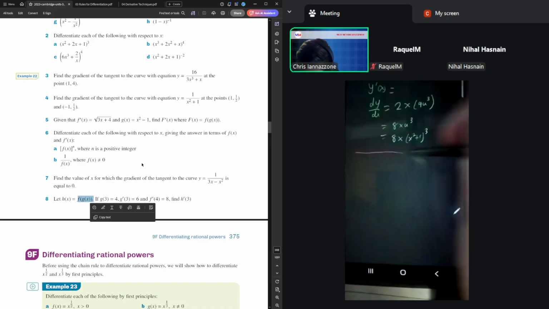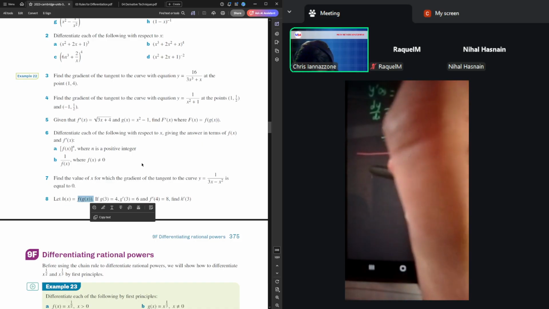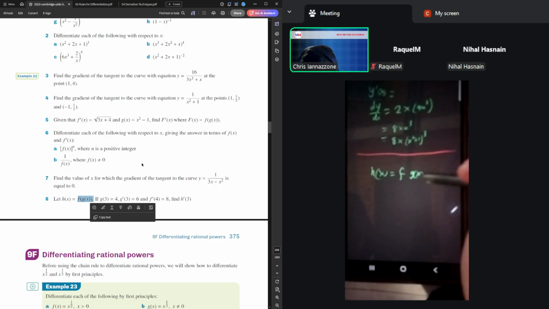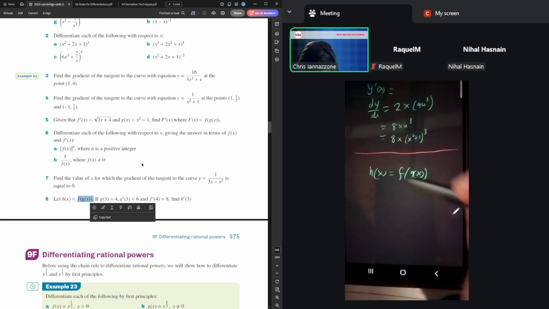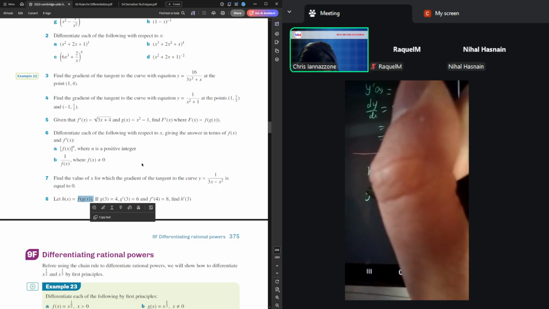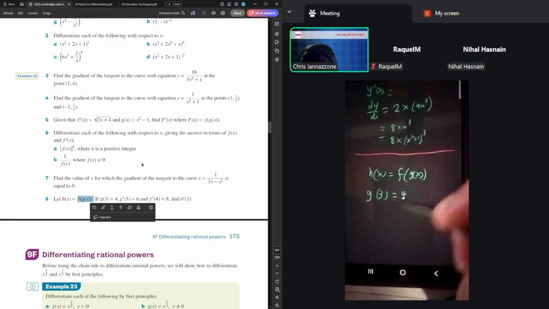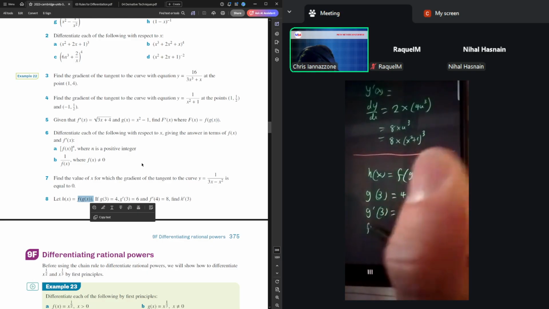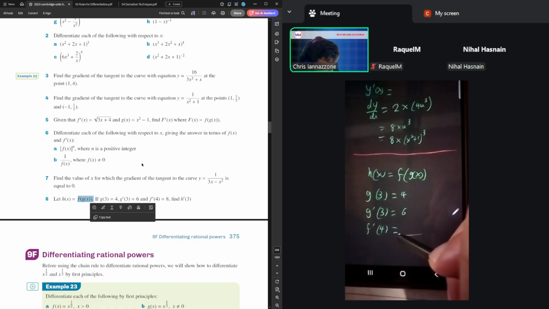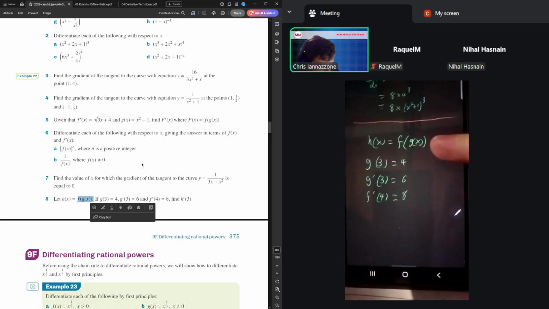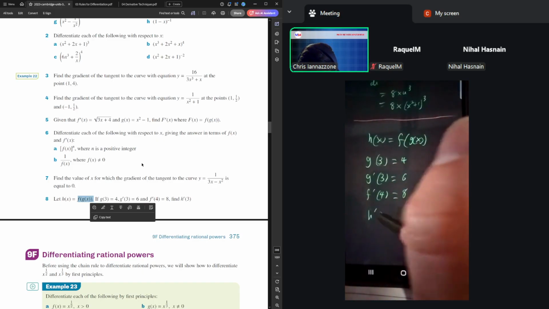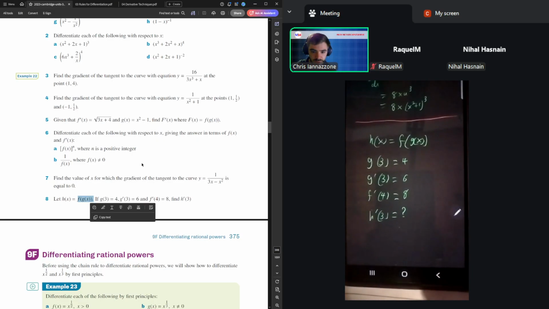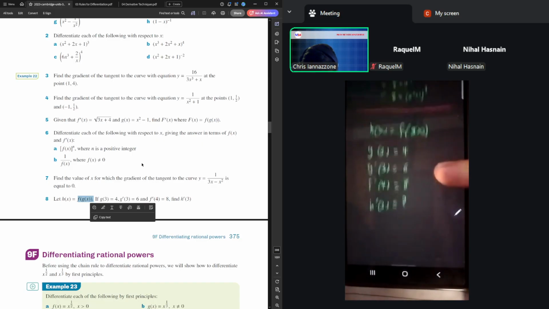So let's see how we handled that. It is still chain rule at the end of the day. We have h of x is equal to f of g of x. We have some additional information to help us out. We've got g of 3 is equal to 4. g dash of 3 is equal to 6. f dash of 4 is equal to 8. And our goal is to find h dash of 3, or in other words, the derivative of h with x equals 3 substituted in. What are we going to do?